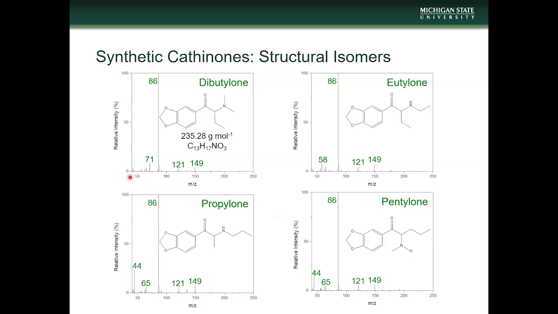Our scan range here starts at mass to charge 40. So 41 and 42 are really low intensity ions that you can't really see very well. The other 3 ions that they highlighted were mass to charge 44, 58 and 71. So mass to charge 44, you can see that there might be significant differences in intensity between propylone and pentalone, but we don't know if these are significant differences. And then mass to charge 58 and 71 might allow distinction of dibutylone and utylone, but again, we don't know if these are statistically significant and reliable differences.